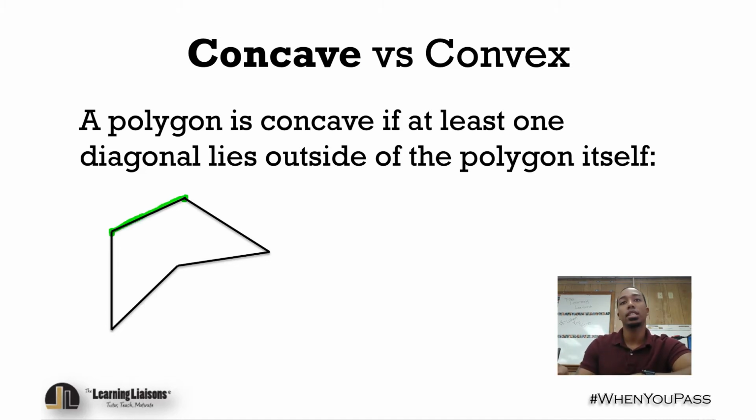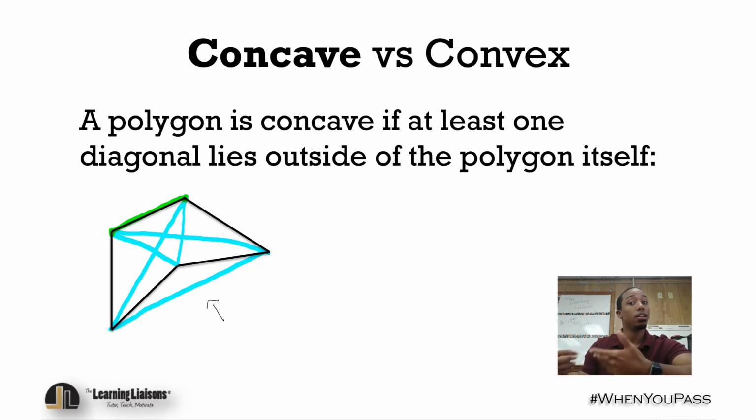So if we were to connect two vertices that are not consecutive, something like that, that's a diagonal. This is a diagonal. This is a diagonal. This is a diagonal over here. And this is a diagonal all the way over here too. And I hope we noticed that that last diagonal that I drew lies outside of this polygon. And so therefore, this polygon is concave. Another way to think about this is, if the diagonal makes it look like there's a cave between the diagonal and the polygon, a cave that you can go into, we can call it concave.